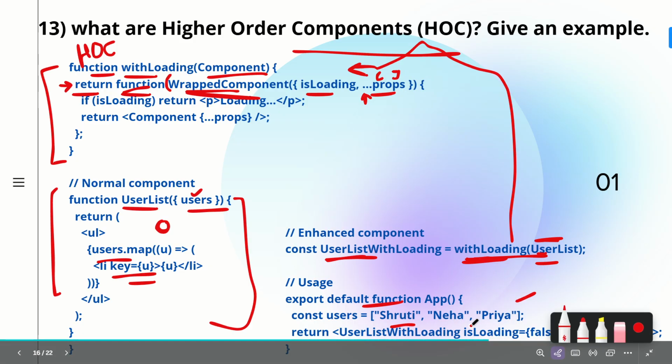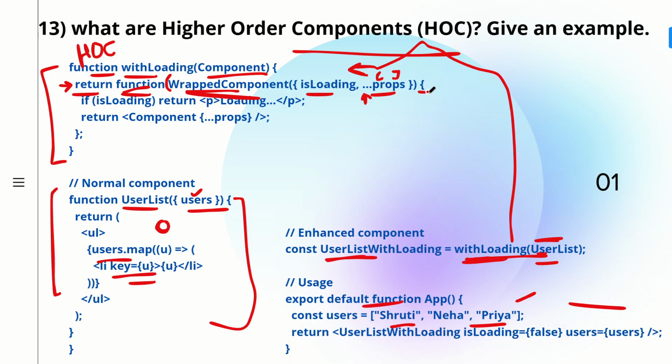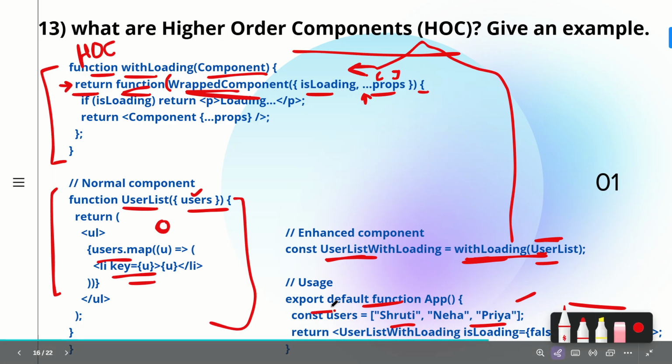Anyway, now here we are passing isLoading, and also we are passing our data. Whatever you are receiving, you can see there that isLoading is going as false, and users is going as whatever is our users. This is what we are passing.